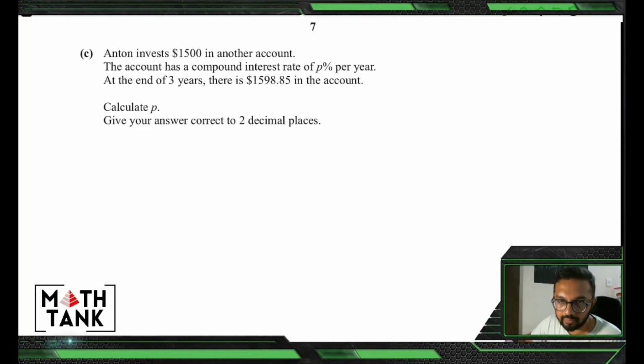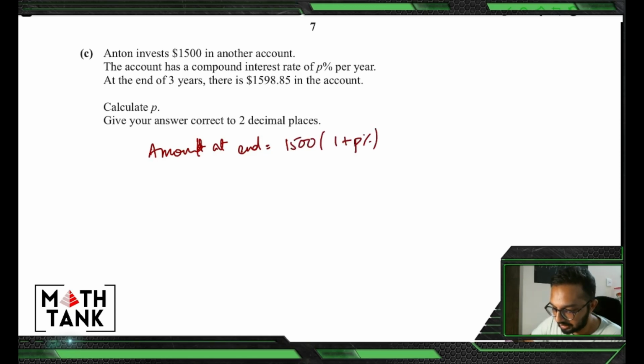Then it says Anton invests $1,500 into another account. The account has a compound interest rate of 5% per year. At the end of 3 years, the amount in the account is this. Calculate P. So I'm just asking you to do one of the reverse calculations. Amount at end is 1,500 times 1 plus P%, power 3. So that is 1598.85. That's the amount at end that's been accumulated.